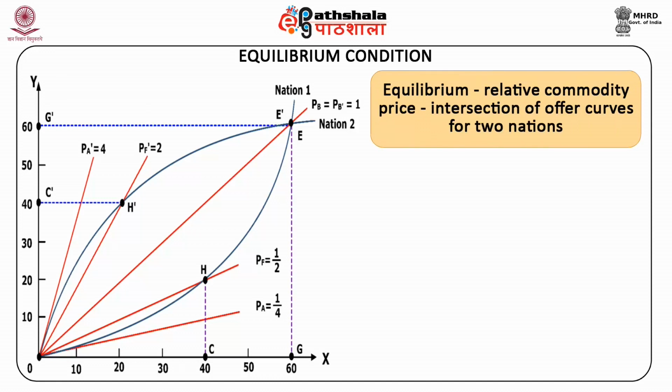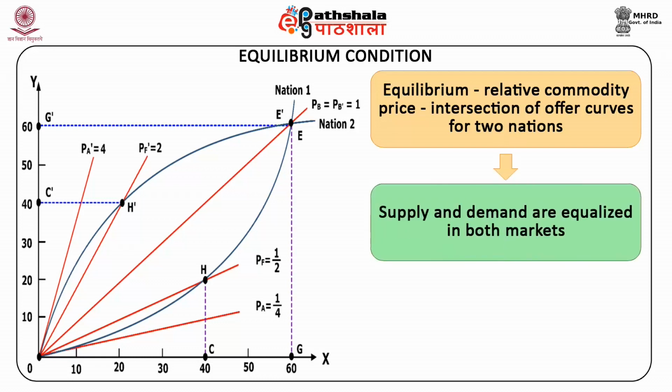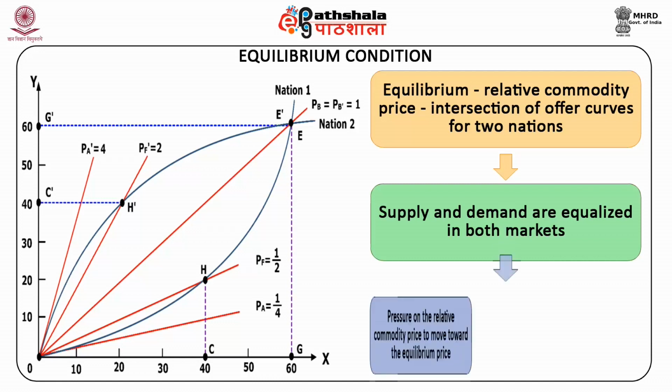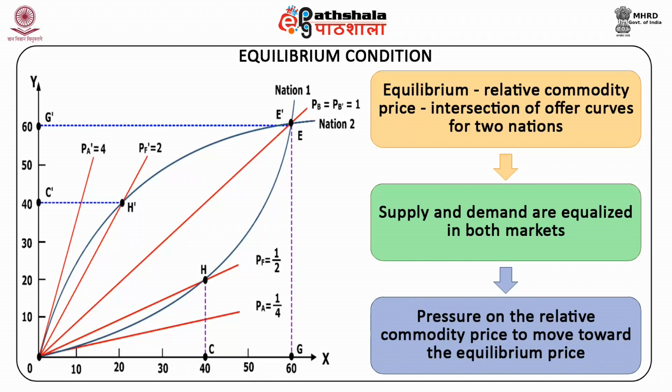Equilibrium relative commodity price in the presence of trade is found at the intersection of offer curves for two nations. Only at this equilibrium price will trade be balanced. It is at this international equilibrium that the supply and demand are equalized in both markets at the same time. At any other relative commodity price, the quantities of imports do not equal the quantities of exports, which places pressure on the relative commodity price to move toward the equilibrium price.